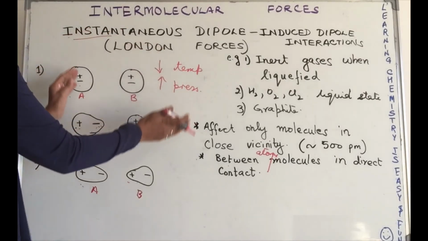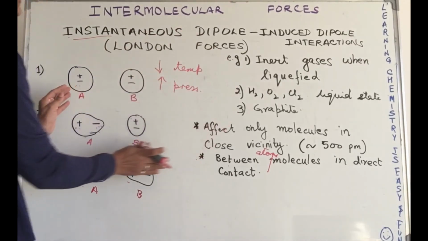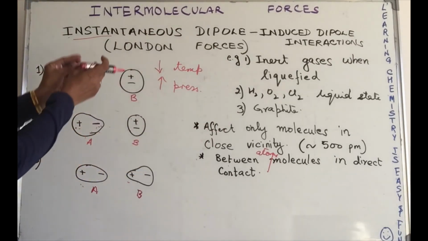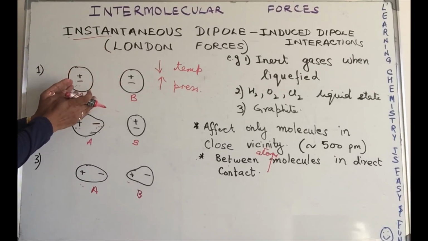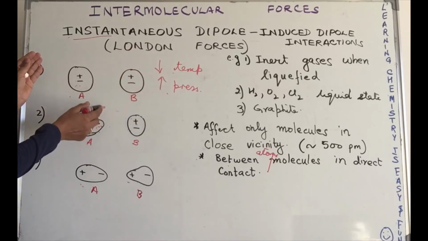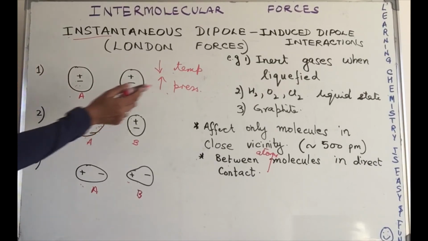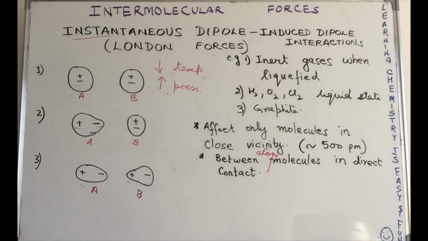The area of this force of attraction does not extend to a large surface area. It is limited to the small vicinity of itself. That is why we need to apply high pressure and very low temperature in order to liquefy gases. Similar is the case with examples like hydrogen, oxygen, nitrogen and so on.